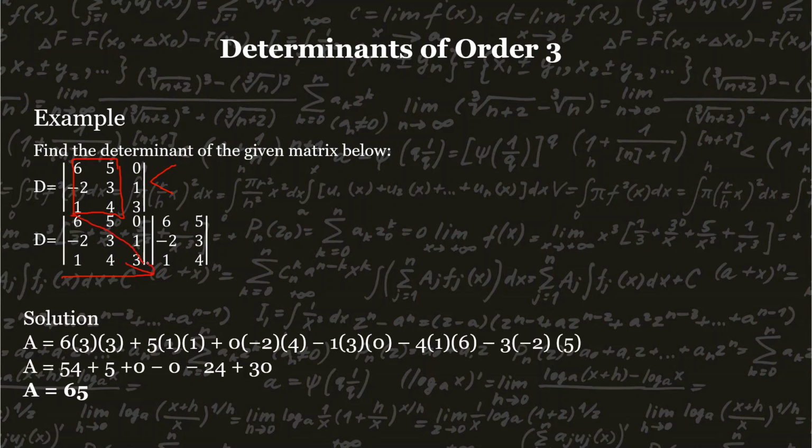So that will be 6 times 3 times 3, plus 5 times 1 times 1, plus 0 times negative 2 times 4. Next, from lower left to top right, minus 1 times 3 times 0, minus 4 times 1 times 6, minus 3 times negative 2 times 5. 6 times 3 times 3 is 54, 5 times 1 times 1 is 5, this will be 0, this will be 0, 4 times 1 times 6 is negative 24, minus 24, 3 times negative 2 times 5 is 30, which gives us 65.